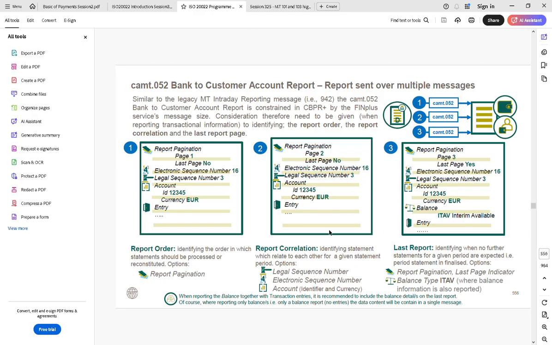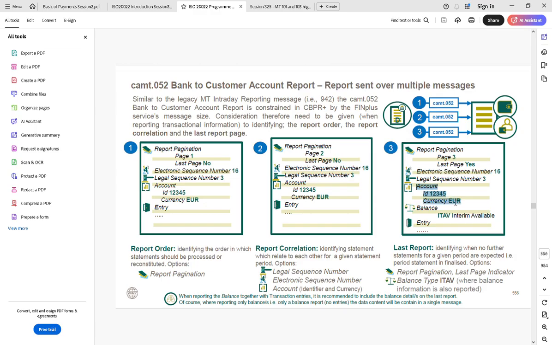Page number one report. It contains report pagination: 1, 2, 3. Multiple reports can be sent in a number of pages with the same legacy number. The legacy number is the same, the sequence number is changing, or the sequence number is also the same. Everything is the same. Only if the report contains more pages, it will be on page number 1, 2, and 3 with the same data.